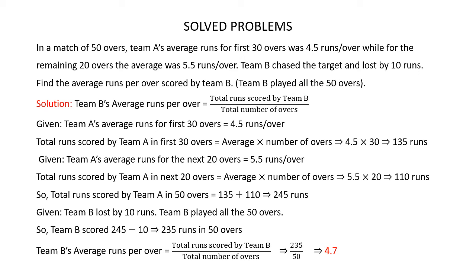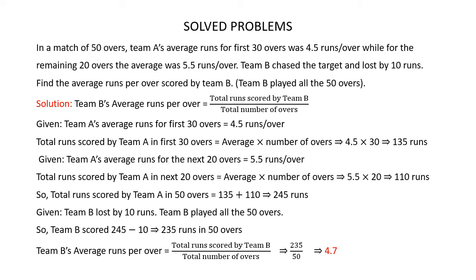So to find the average runs per over scored by Team B, use the formula: Team B's average runs per over is equal to total runs scored by Team B divided by total number of overs. Now we know that the total number of overs played by Team B is 50. So if we find the total runs scored by Team B, then we can easily calculate Team B's average runs per over. Now it's given that Team A's average runs for the first 30 overs is 4.5 runs per over.